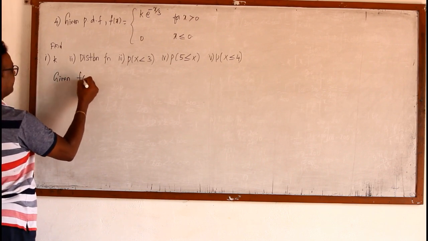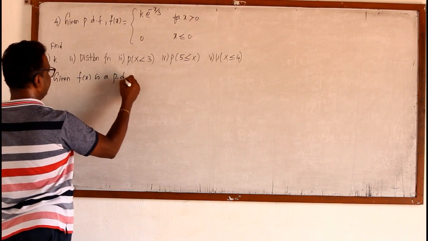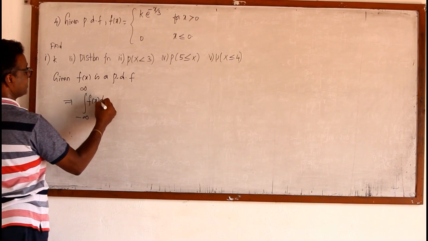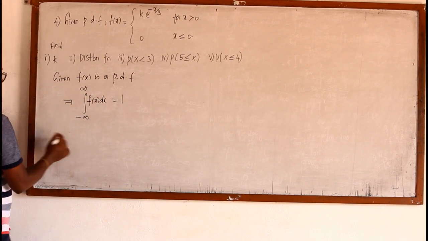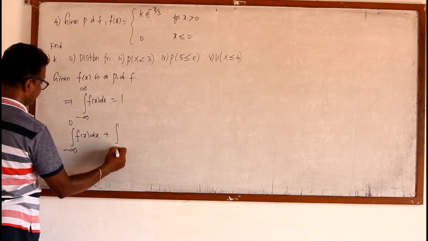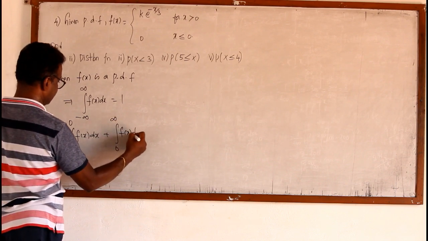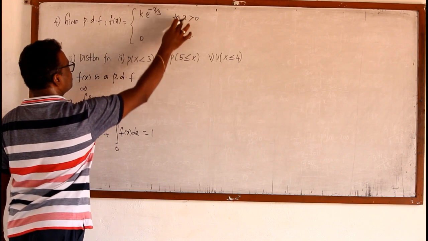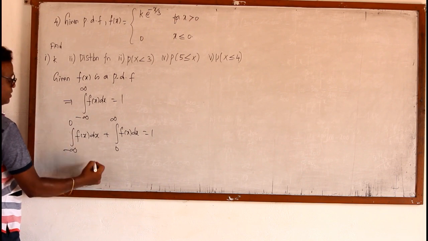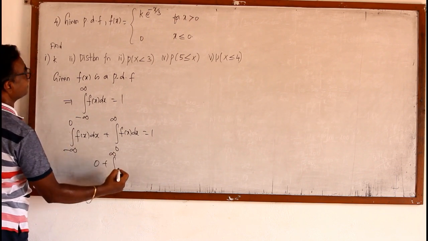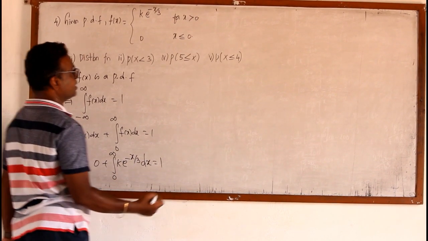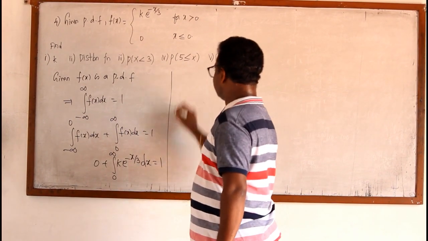Given f of x is a PDF, then this implies integral from minus infinity to plus infinity of f of x dx is 1. I can write this one as minus infinity to 0 of f of x dx and then from 0 to infinity of f of x dx, because we know the function is having two splits, one from 0 to infinity and the other one is up to 0. Up to 0 the value is 0, then from 0 to infinity k into e power minus x by 3 dx, this is equal to 1. Now let me do it here itself.